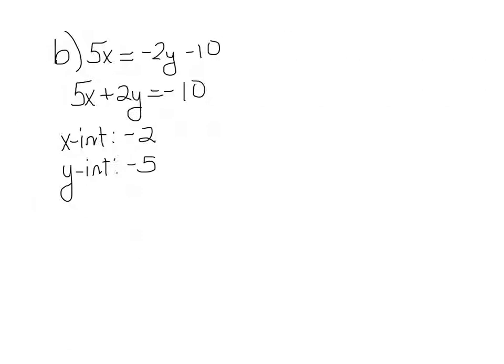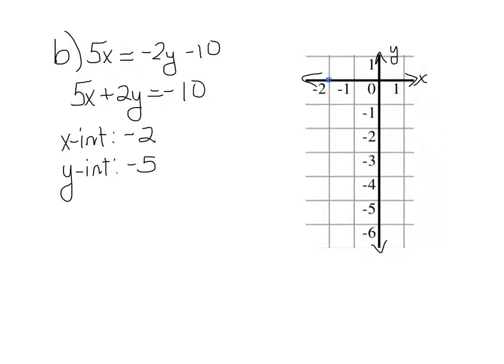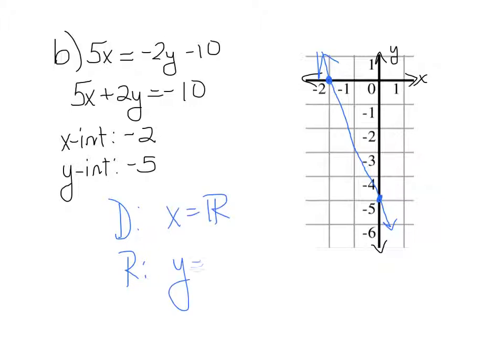So if I graph this, on the x-intercept it crosses at negative 2. And on the y-axis it crosses at negative 5. And my line would look like that. My domain, since it's a line and it goes left to right, it's all real numbers. My range is also all real numbers.